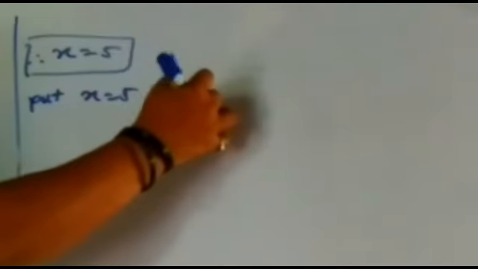Then we get the value of x. x is equal to 5. 5 fives are 25. Therefore, we get the value of x is equal to 5, means we get the value of the greater number. Then put x is equal to 5 in equation 1. Then we get the value of y.